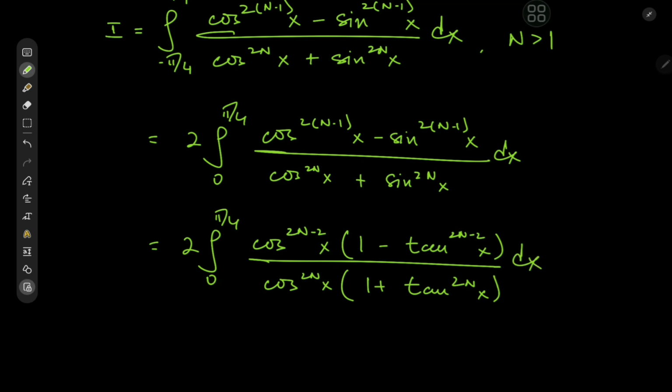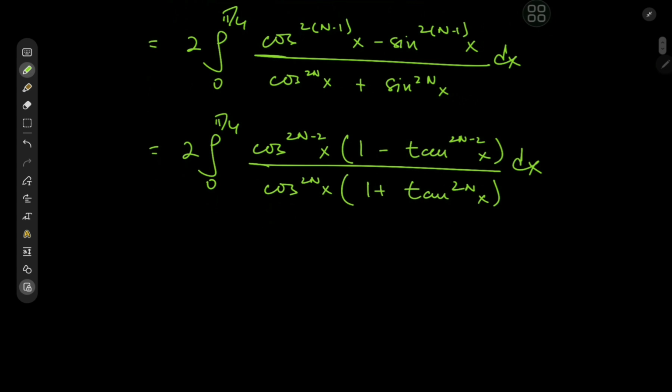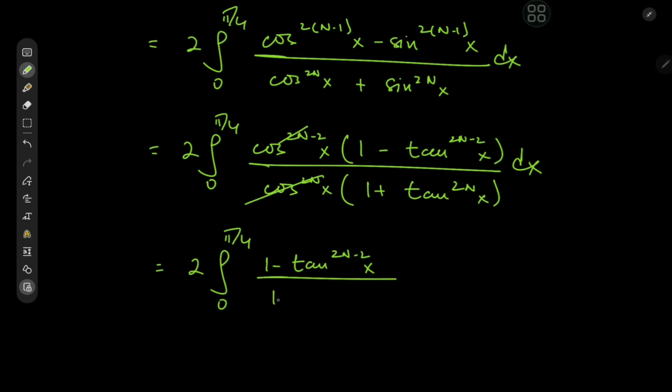Immediately we see some cancellation taking place. So we're rid of the cosine to the 2n terms, and we're only left with cosine to the negative 2 of x. Now cosine to the negative 2 would be the squared secant function, so we have twice the integral from 0 to pi by 4 of 1 minus tangent to the 2n minus 2 of x divided by 1 plus the tangent to the 2n of x times secant squared x dx.